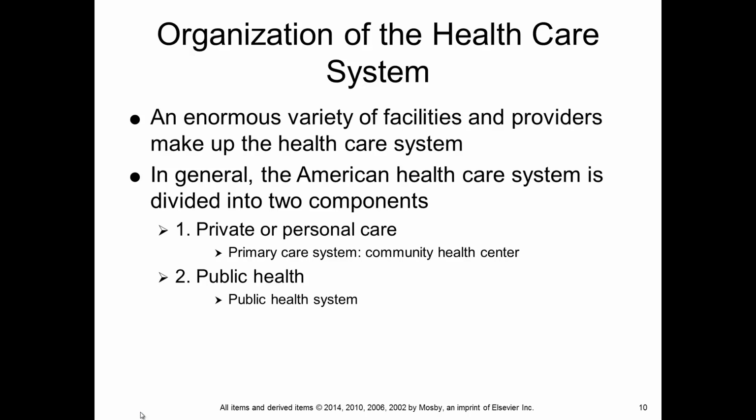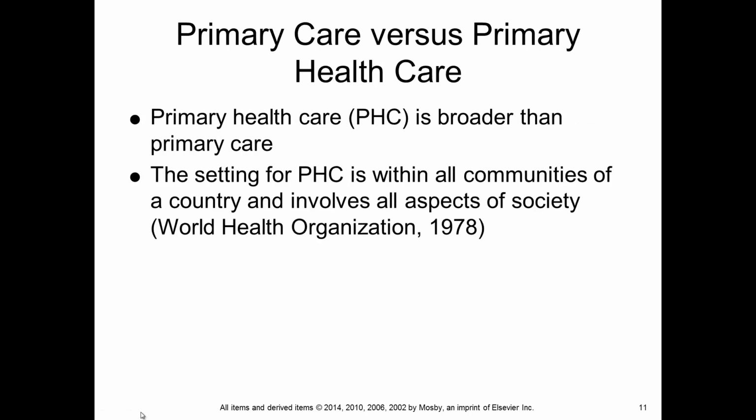Organization of healthcare system. An enormous variety of facilities and providers make up healthcare systems. I mean, just think about the complexity of that. So we have private or personal care, which is primary care or community health care centers, and then you have public health, which is the public health system. For example, physicians and dentist offices, managed care organizations, nursing homes, mental health centers, rehab, local, state, federal, official, and voluntary agencies. So everybody is working together to provide health care, and that's not always coordinated. We've been talking about this for probably 20 years, how the organization of health care is not organized. Or it really is not.